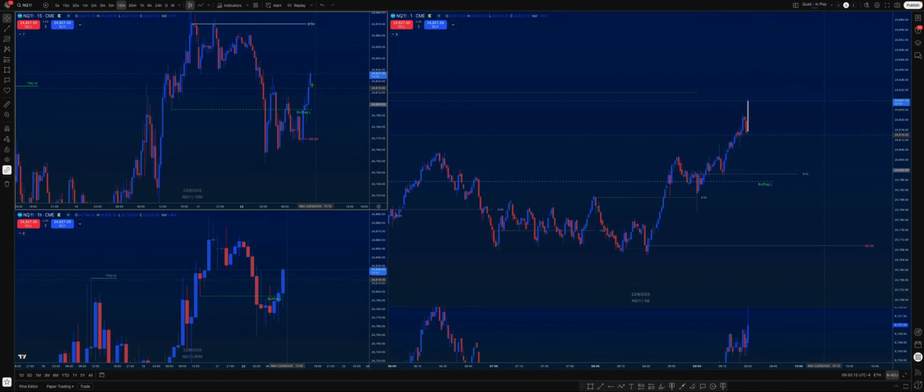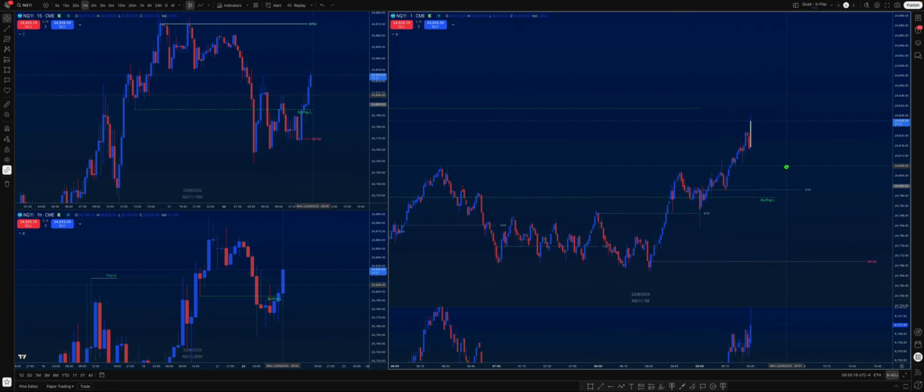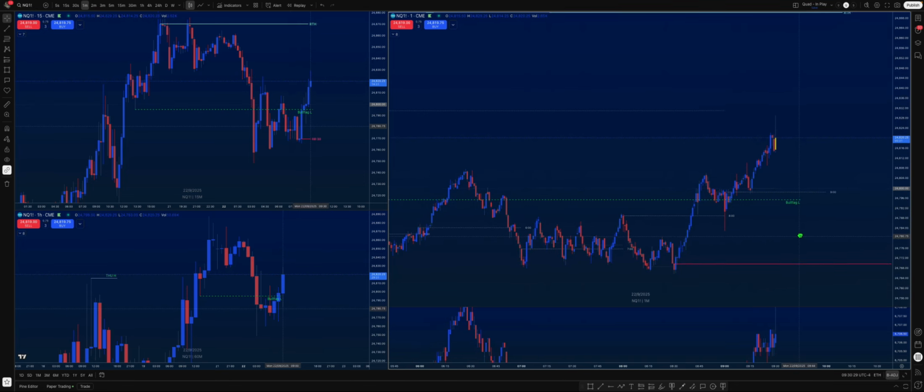If it does just want to expand higher from here, then the narrative could still play out because we did still take out this liquidity, even though it was during the ETH. I just prefer to see it happen during the regular trading hours as well.